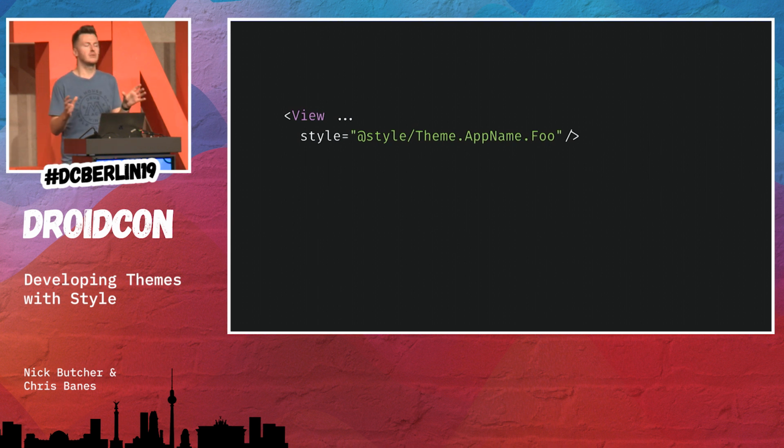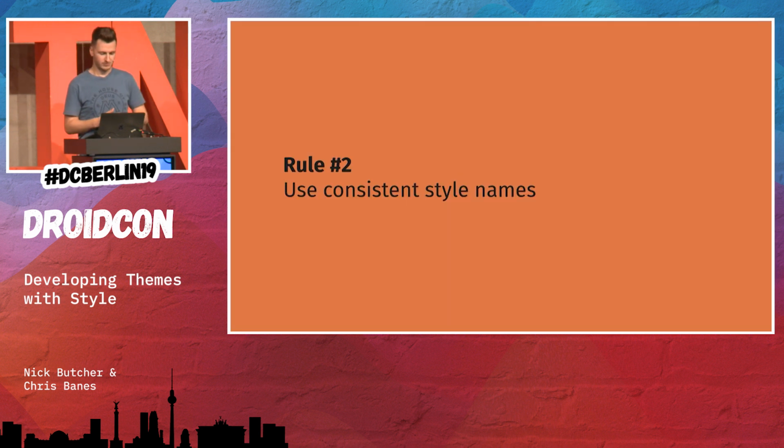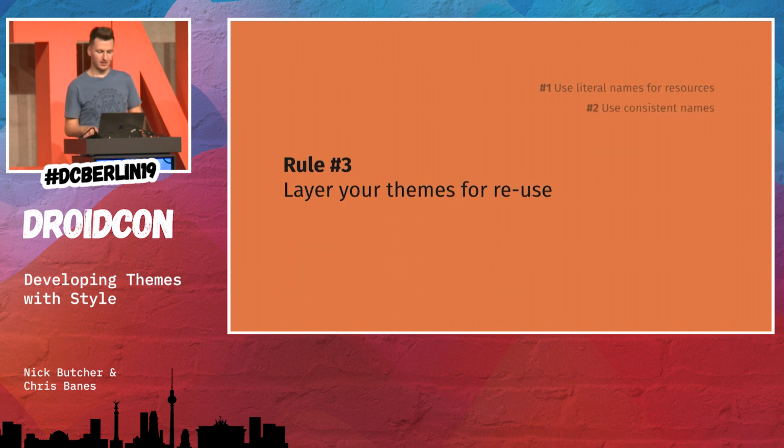What this naming gives you is that from code review, you can fairly easily work out when things are being misused. So here we have a view which has a style, but it's pointing to a theme. Now that should be ringing alarm bells in your head, because you shouldn't be using themes as a style. Teams could just rely on code review to work out when they're being misused, but larger apps could actually be creating lint rules to try and guard against this. So that's the second rule, use consistent style names.